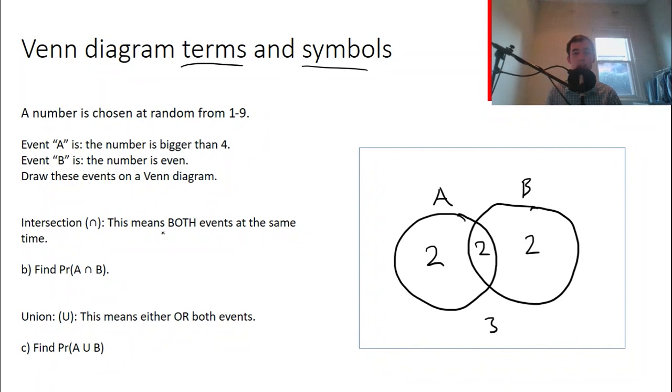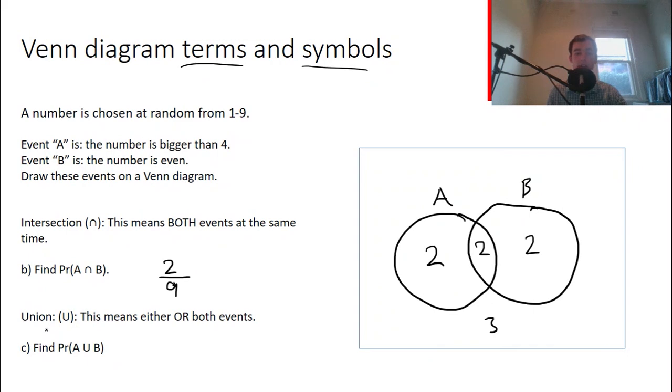So intersection means both events at the same time. So if we're finding the probability of A intersection B, that's both A and B. That would be this section in here. So the probability of A intersection B is, we've got 2 successful outcomes in here and 9 in total, so 2 over 9. Okay, so that's intersection. So whenever you see this symbol, intersection, that means if you've got 2 events, the middle section in here.